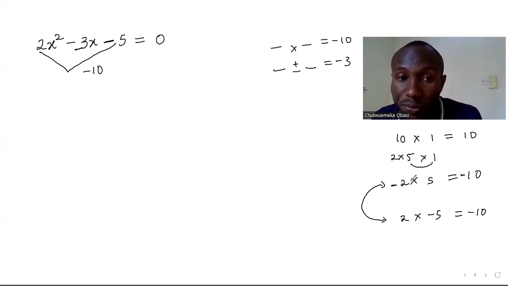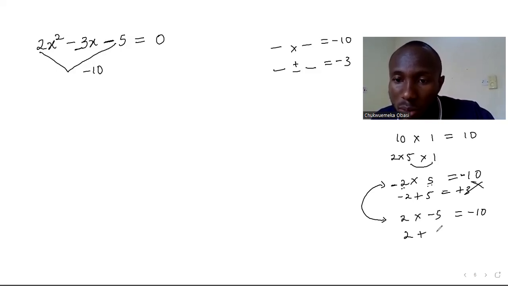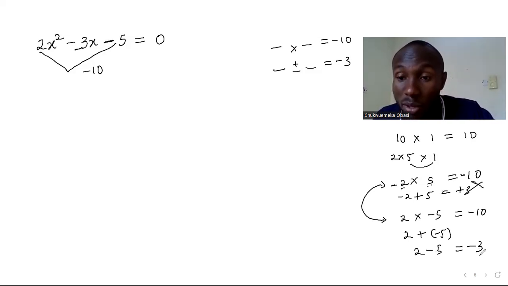So let's start with this one. If I add minus 2 and 5, minus 2 plus 5 will give me a positive 3. And that fails. So this one fails. So let's go to this one. When I add them together, 2 plus minus 5, that is the same as 2 minus 5. And 2 minus 5 will give me minus 3. So I got a negative number, and that is exactly what I'm looking for. I'm looking for a negative 3. So the two numbers we're looking for are just positive 2 and negative 5. So don't confuse it with negative 2 and 5.